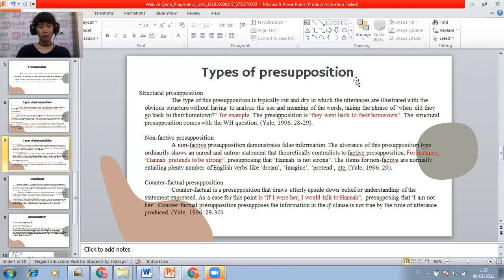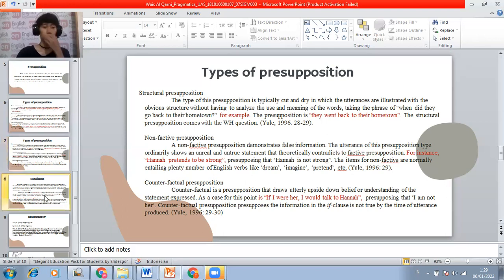Okay, let's review the non-factive presuppositions. The utterance of this presupposition type ordinarily shows an unreal or untrue statement that theoretically contradicts the factive presupposition. For instance, Anna pretends to be strong, and she is not strong, presupposing that Anna is not strong. The items for non-factive are normally entailing a plenty of English verbs like dream, imagine, and pretend. Dream, imagine, and pretend actually show an unreal and untrue statement. That's all from the types of presupposition.